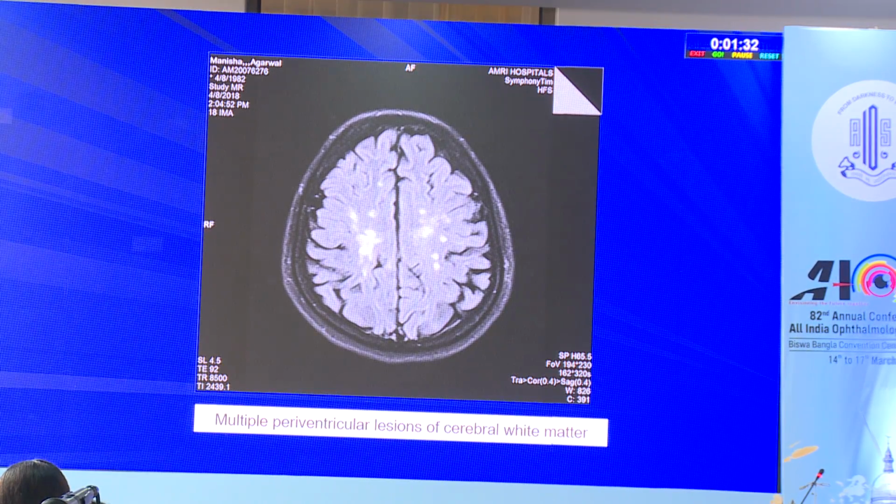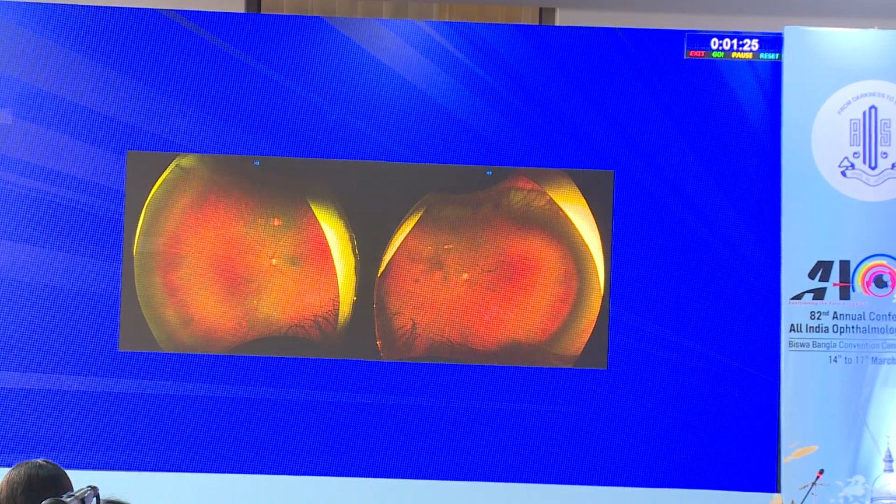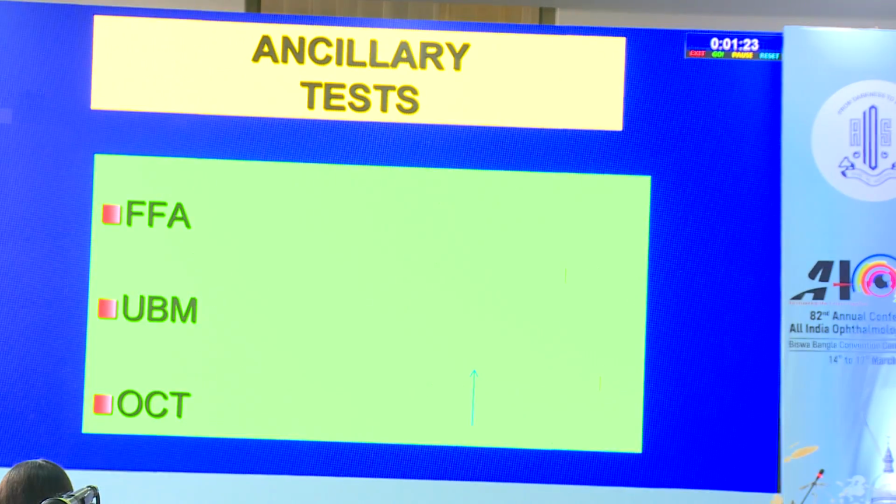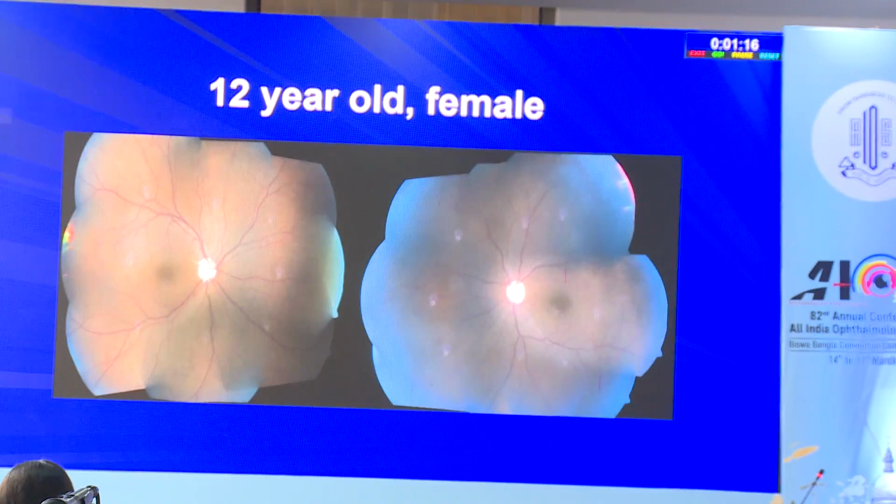It's a rare case of multiple sclerosis showing periventricular lesions of the cerebral white matter, and there's a vitreous exudate seen. What are the ancillary tests? FFA, UBM, and OCT. OCT is quite important to rule out cystoid macular edema.